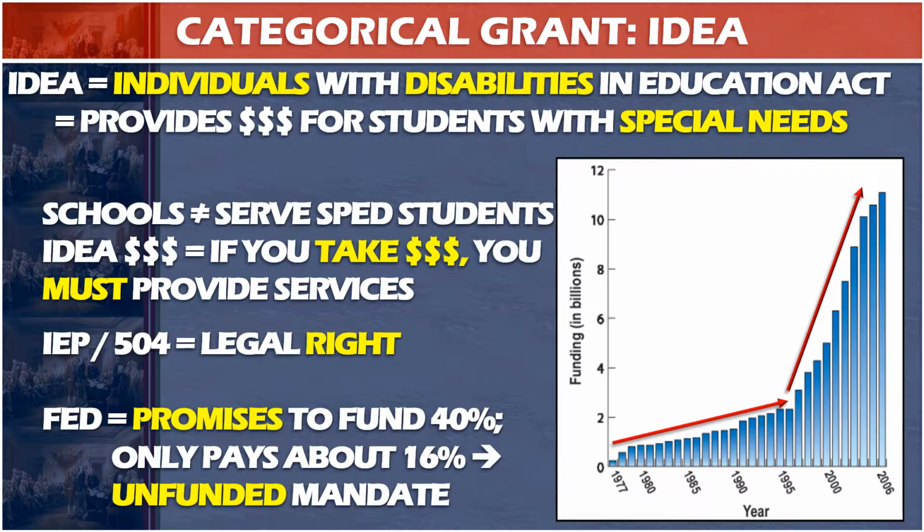But it's a categorical grant because you only get this money if you provide the services, which you are not required to by the state and local government legally. There's no right at that level. The right comes from the taking of the money from the federal government, and that's why it becomes a categorical grant. If you take this money, you must spend it on this, and it creates a right for the student to sue if it's not provided.